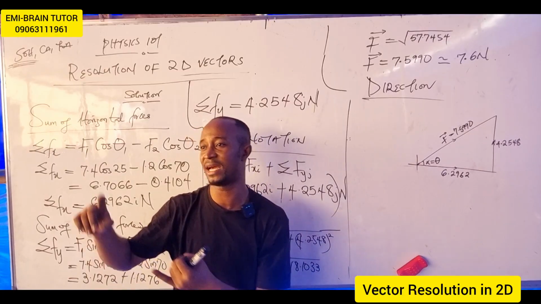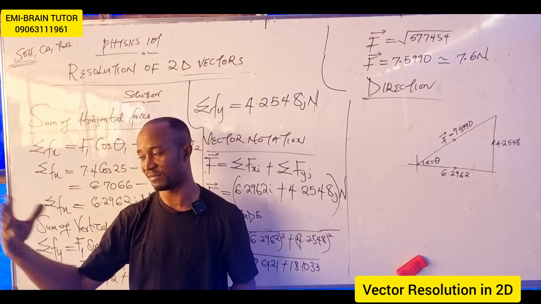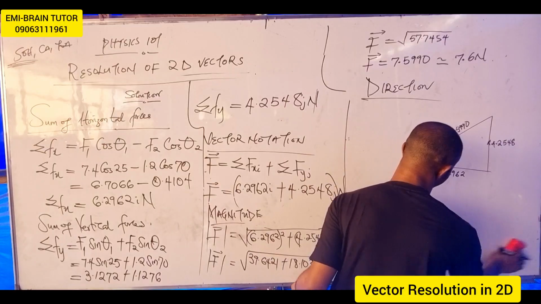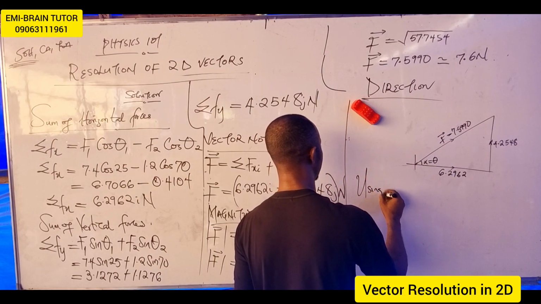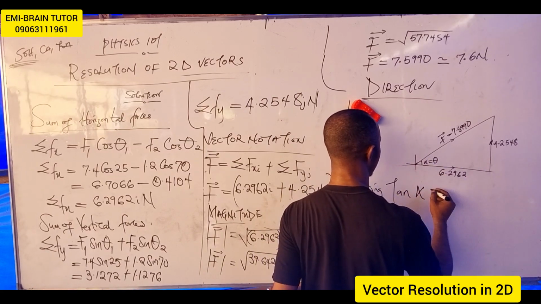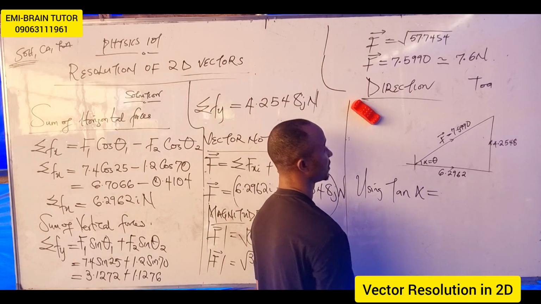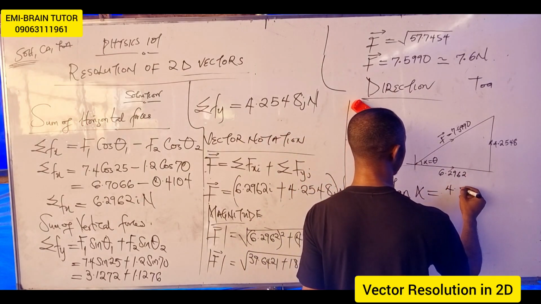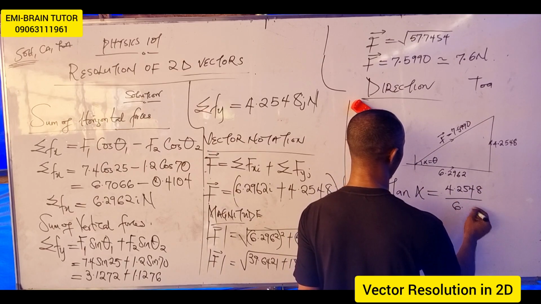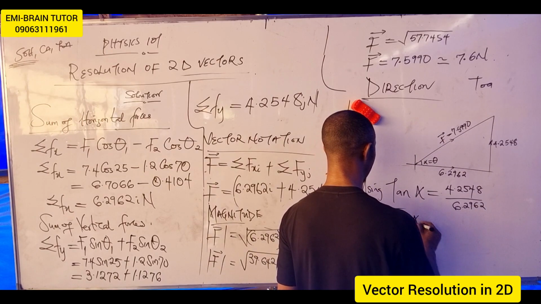Since the value of F falls in the first quadrant, that says all are positive. It means I can use either sine, cos, or tan, Abi, to solve. What do you use? Have you tried cos? Sine? Tan, Abi? Using tan theta. Tan alpha equals what? The word tan is from the word, which is opposite over adjacent. What's my opposite here? 4.2548 over 6.2962.